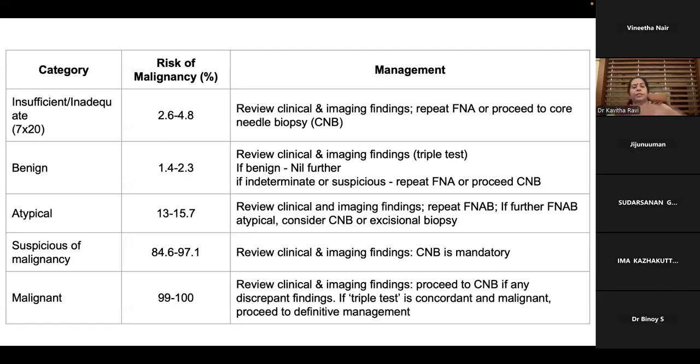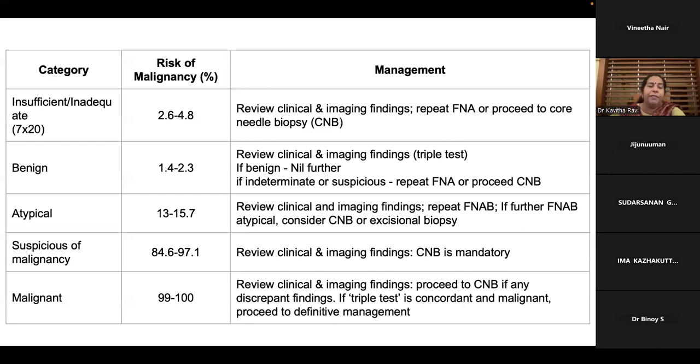And along with that, we have to correlate the cytological findings also. If all are in favor of a benign lesion, nothing further needs to be done. But if anything is suspicious or indeterminate, we need to repeat the FNAC, or if they all are suspicious, you have to proceed with the core needle biopsy.